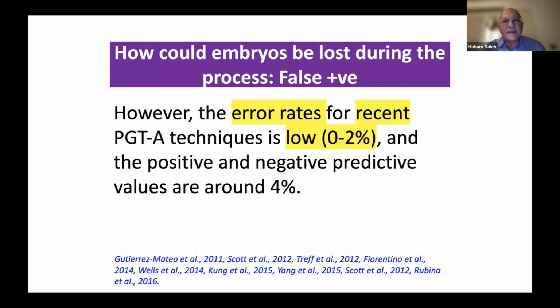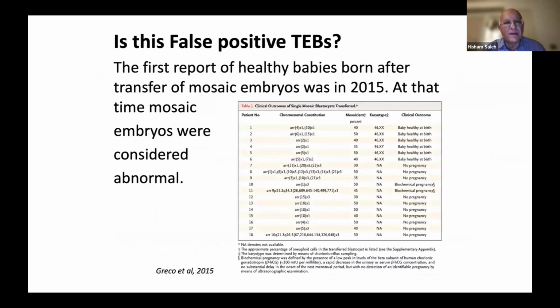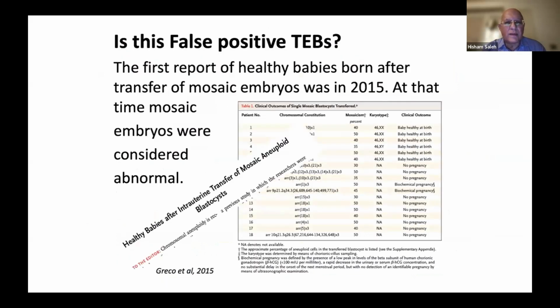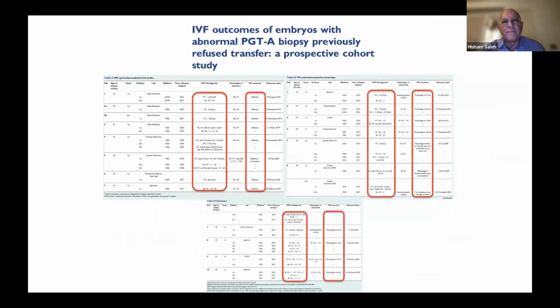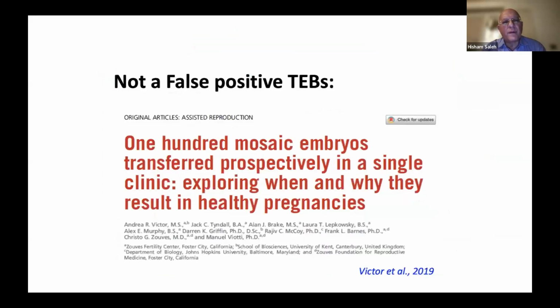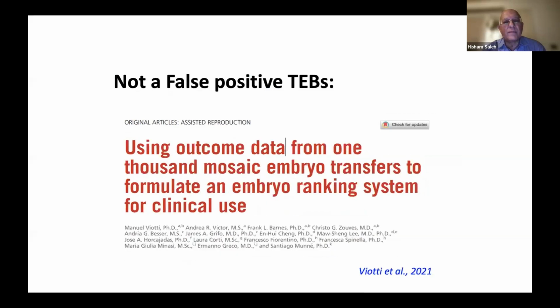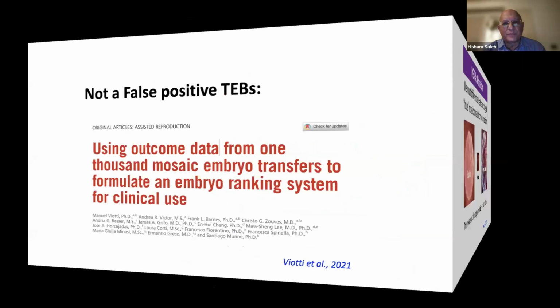However, the error rate nowadays is very low, 0 to 2%, and it was Kolgo who first published that healthy babies can result from mosaic embryos. And until recently, mosaic embryos were described as abnormal, while they were actually mosaic and they can end in live birth. Further publications have shown that mosaic embryos can still end in live births and healthy babies.